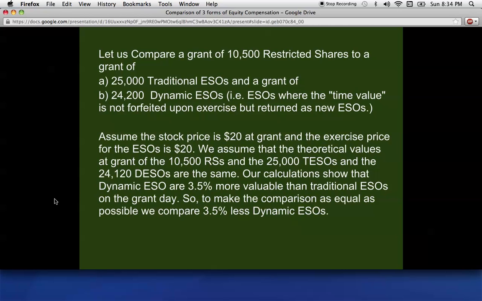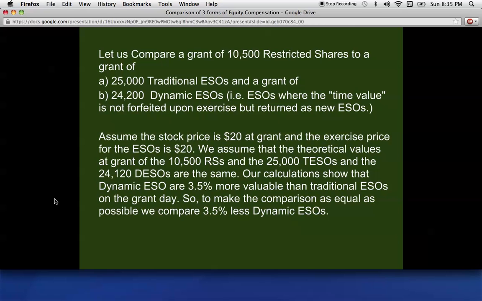Dynamic employee stock options are employee stock options where the time value is not forfeited upon exercise, but is returned as new employee stock options when the exercise is made.